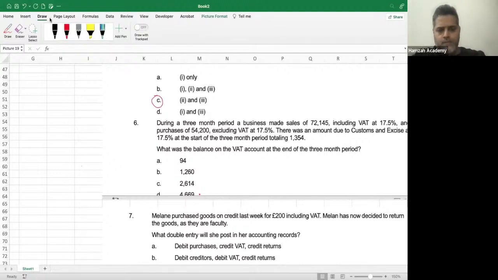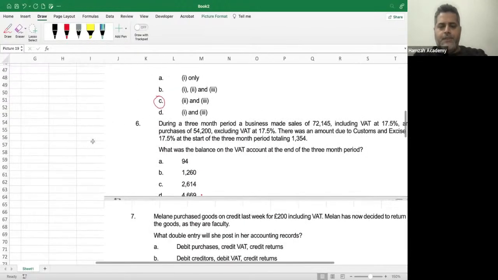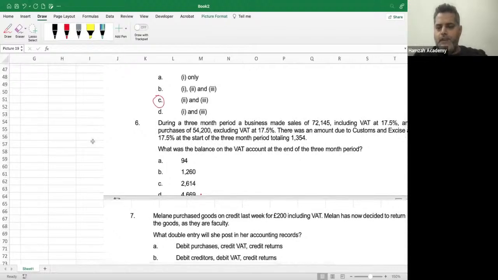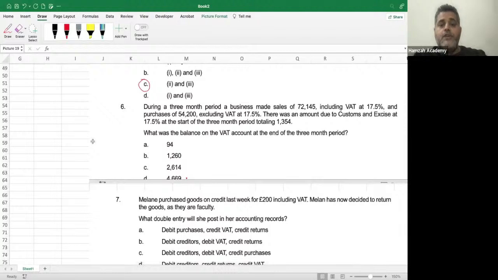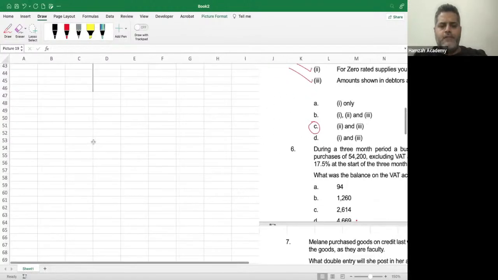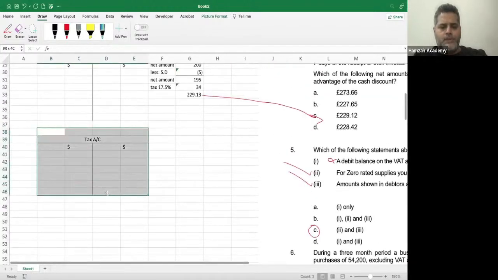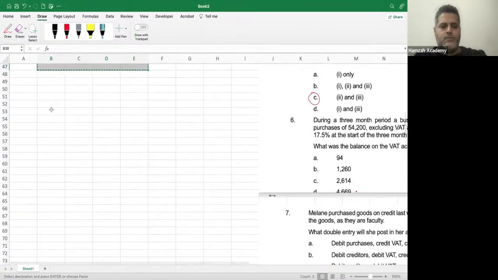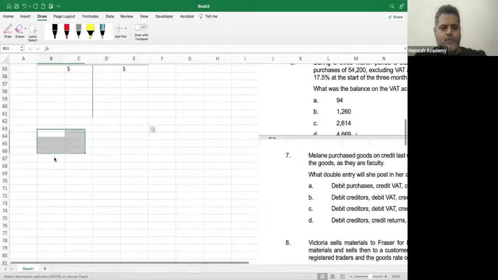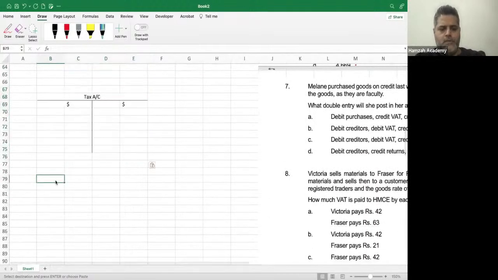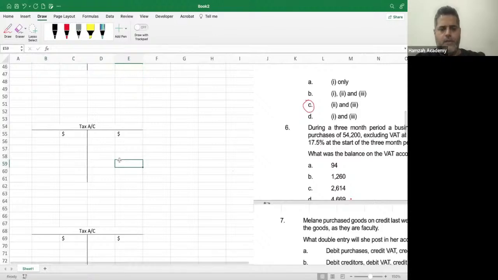So we start now with question number 6. During a 3-month period, a business made sales of 72,145 including tax and purchases of 52,200 excluding VAT at 17.5%. There was an amount due to customs and excise at 17.5% at the start of the 3-month period, totaling 1354. What was the balance in the VAT account at the end of the 3 months? So this is what we have to do over here. I am going to copy the accounts over here.